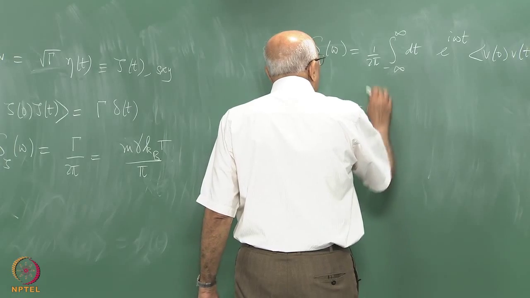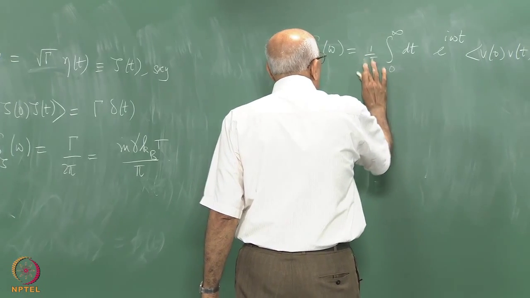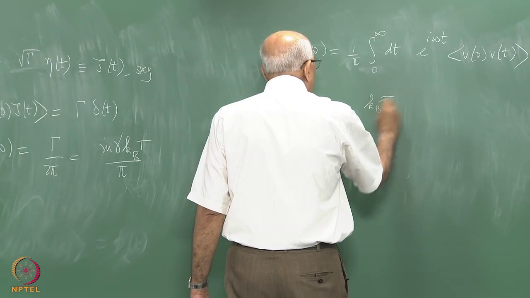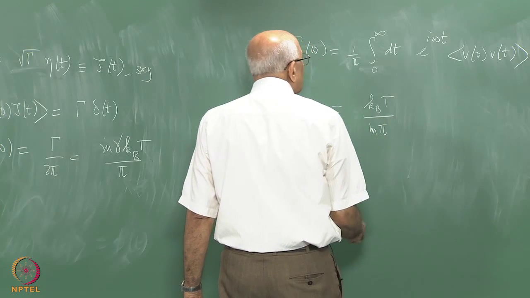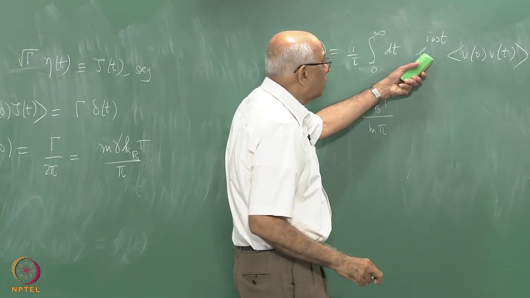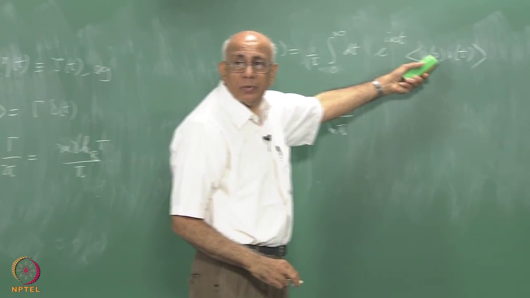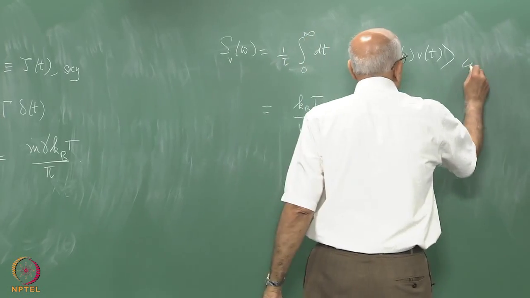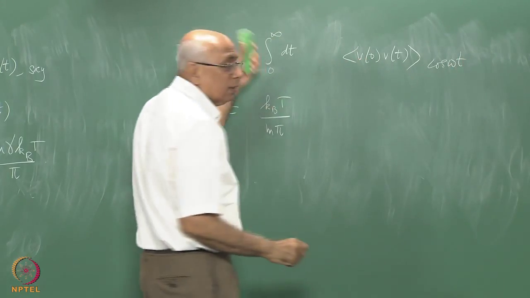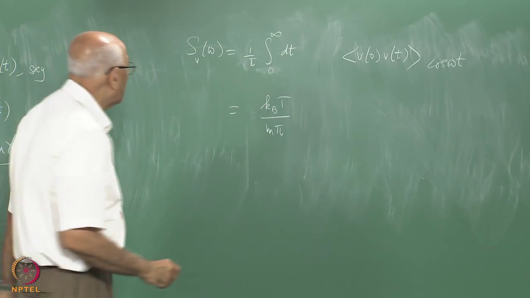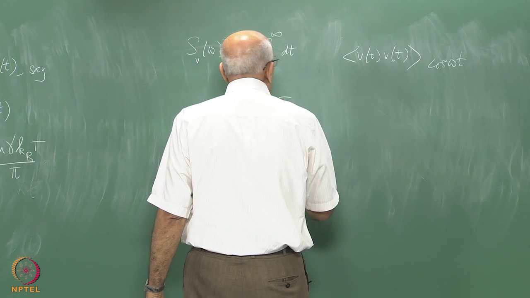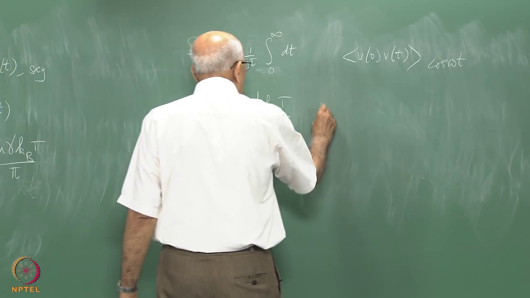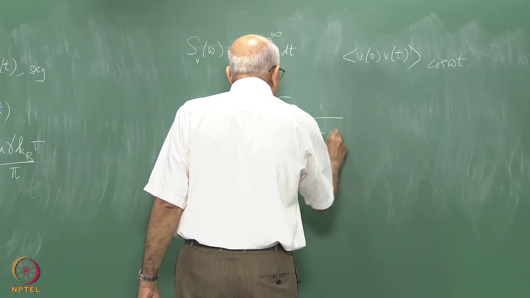This is equal to, by the way, you could write this as twice 1 over pi, this guy here. So it's equal to k Boltzmann T over m pi times the integral dt e^(i omega t) e^(-gamma t), and once you have written the symmetric part it's just cosine omega t. Once you have written it from 0 to infinity, it's a cosine. So this is equal to gamma kT over m times 1 over gamma squared plus omega squared.